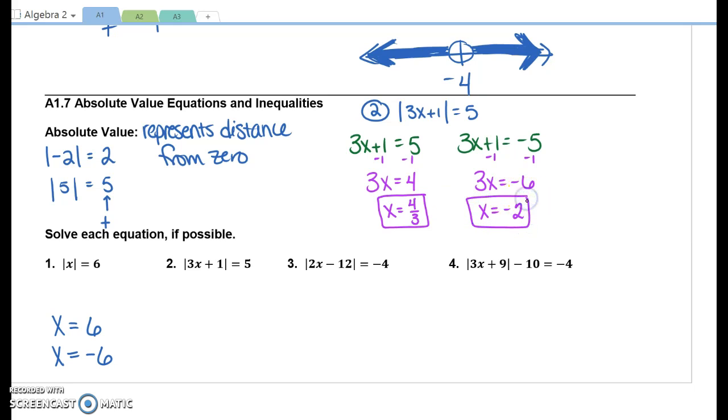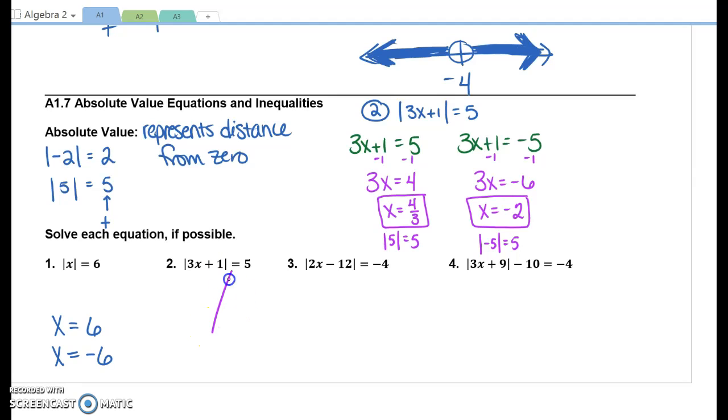If I were to plug in 4/3 into this original equation, 3 times 4/3 plus 1 would give me a value of 5. So I would have the absolute value of 5 equals 5. That is a true statement. That solution works. If I plug -2 in, what is 3 times -2? -6, and -6 plus 1 is -5. Does the absolute value of -5 equal 5? Yes, so that solution also works. Absolute value equations often have 2 solutions.